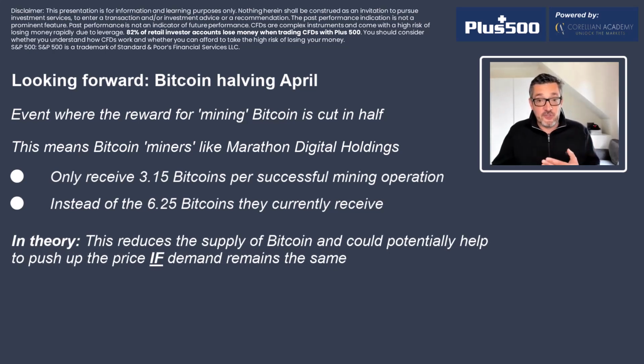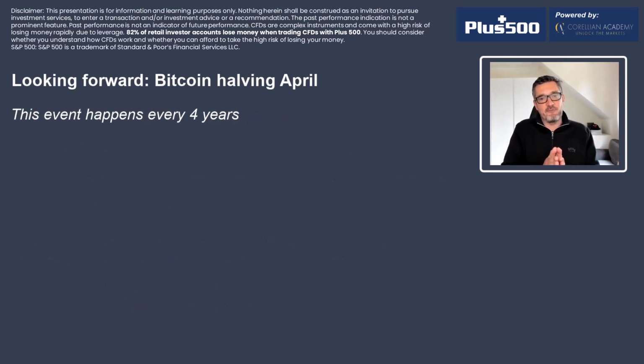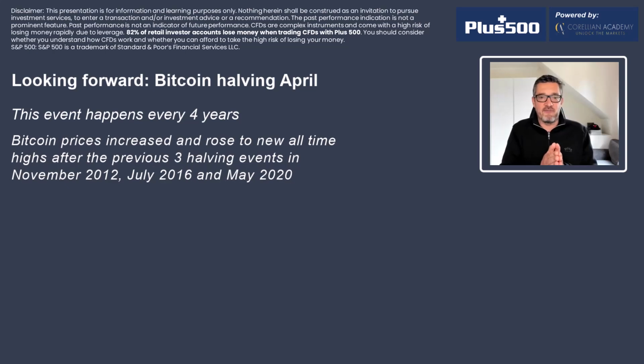In theory, this reduces the supply of Bitcoin and potentially helps to push up the price if, and it's a big if, demand remains the same. The specific halving date in April is not known, as it depends on a specific mathematical formula based on how quickly blocks are generated on the blockchain, but it's expected to be between the 19th and 21st of that month. Now, this event happens every 4 years, and after the previous 3 halving events in November 2012, July 2016 and May 2020, Bitcoin prices increased and reached all-time highs.